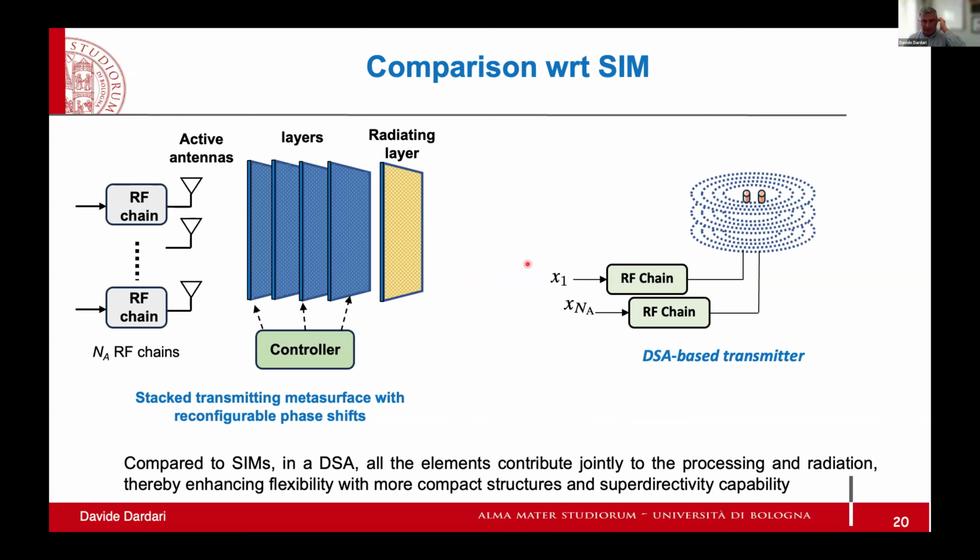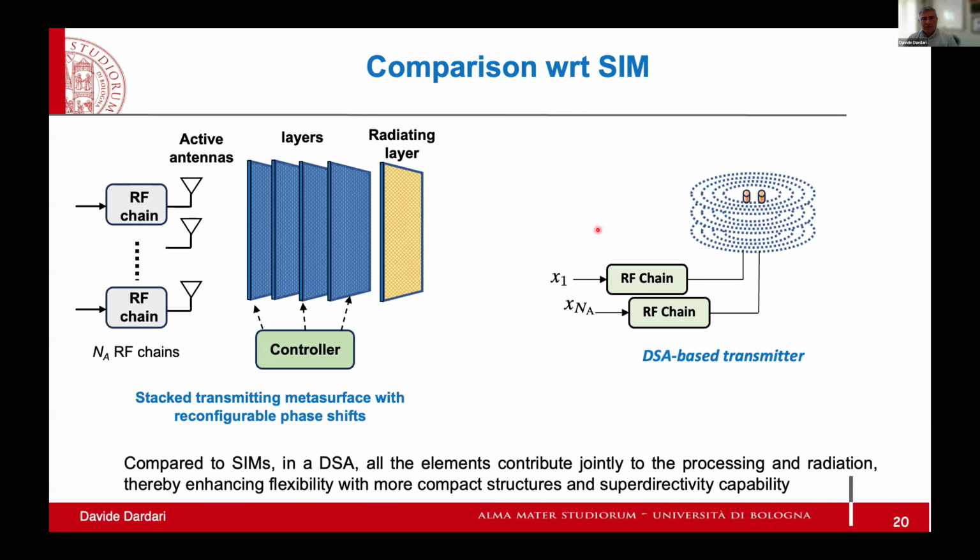But as I anticipated at the beginning, the main difference with respect to the SIM is that in the stack intelligent metasurface only the last layer radiates. So all the intermediate layers contribute to the processing, as Marco Di Renzo showed before, but only the last layer radiates. So this puts some limitations on the flexibility we can generate the signal. Whereas here, all the elements contribute to radiation, so we have more flexibility, and in particular, we can obtain a similar performance with a more compact structure.